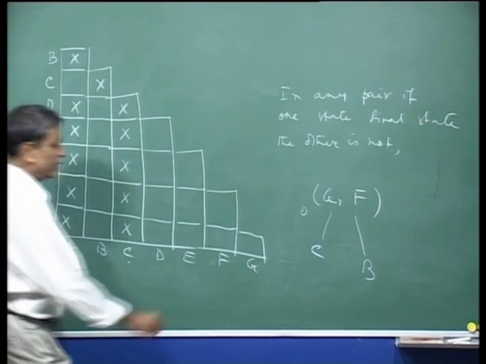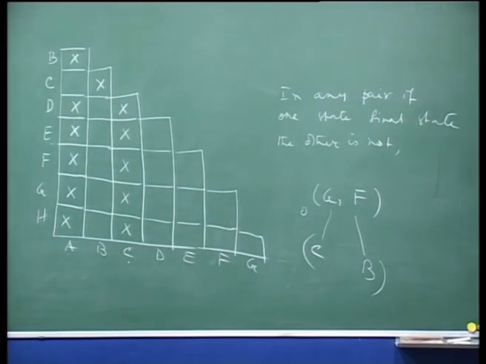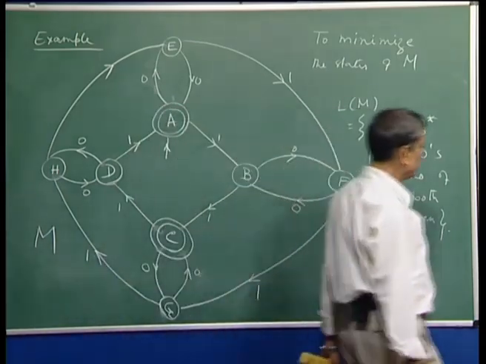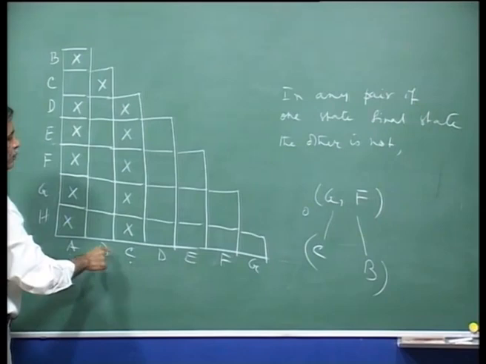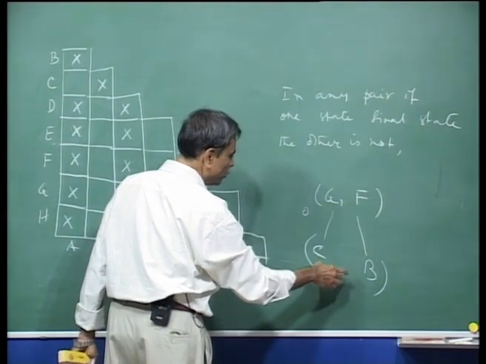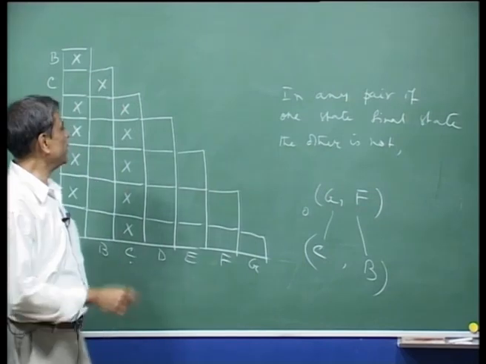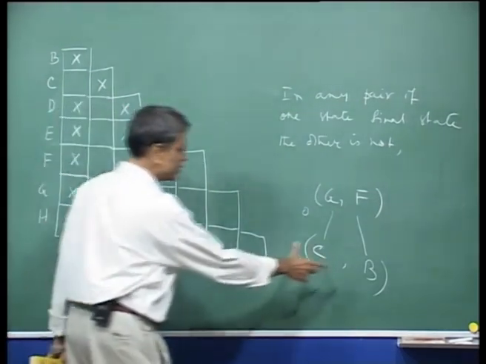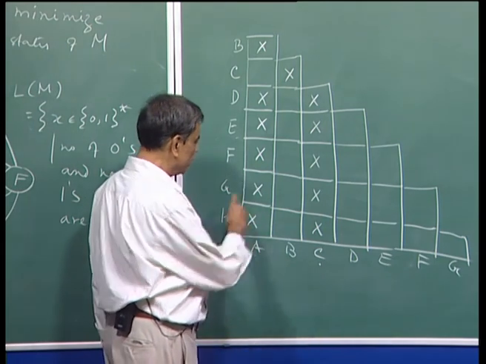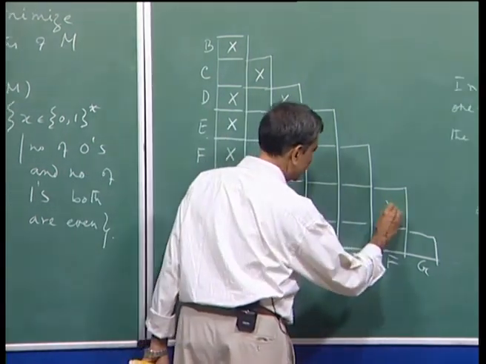Now, remember that this pair C B was already found distinguishable, right, in the initialization phase. Why? Because C was a final state and B was not. So, we already knew that there was a cross here for C and B. So, when I considered this pair G F in the next iteration, on 0 I found this is the pair that results, and there is already a mark there indicating that this pair is distinguishable. Then I will make this pair G and F distinguishable in that iteration. So, now I will put another cross here.